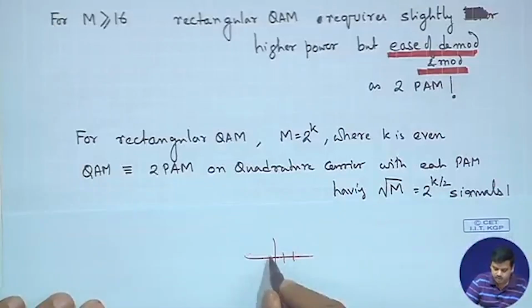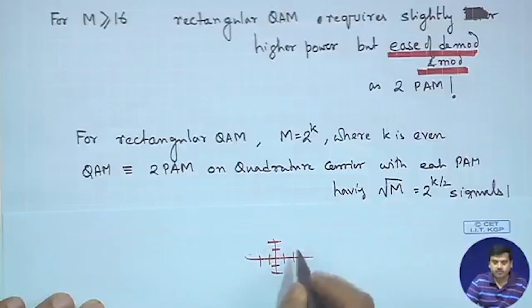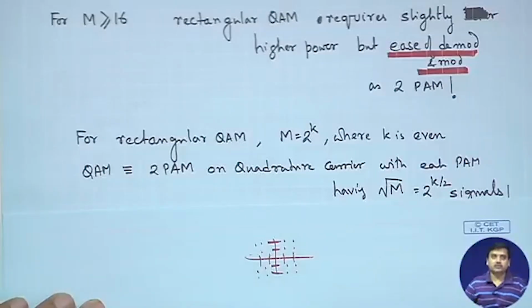If I have 1, 2, 3, 4 and I have 1, 2, 3, 4, then 4 PAM and 4 PAM would make 16 QAM. Well, this is well known, we do not need to describe this much.